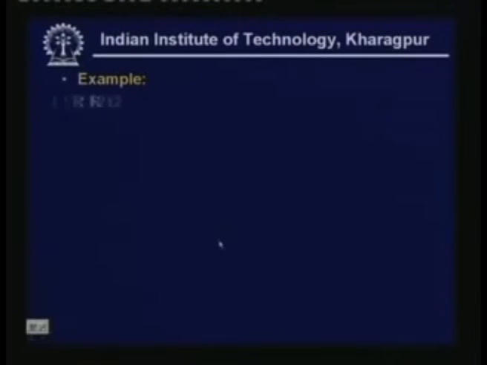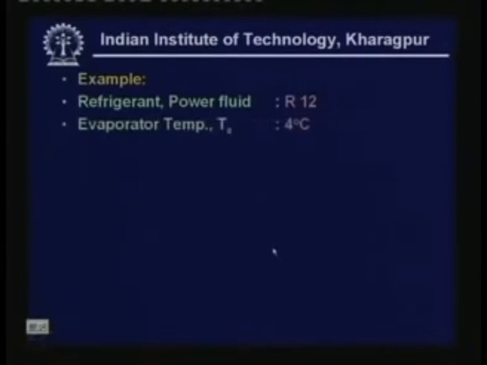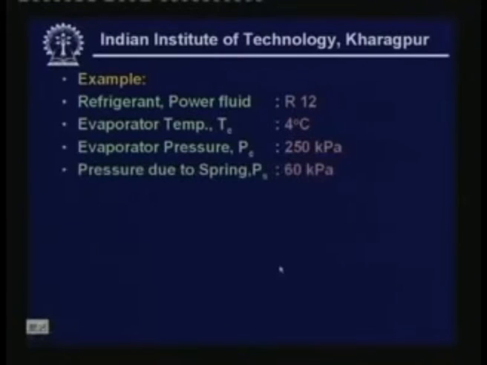Now let me give a small example. Let us say that we have a thermostatic expansion valve which uses power fluid as R12 and the refrigerant is also R12, and the evaporator temperature is 4 degrees centigrade. The evaporator pressure, which is nothing but the saturation pressure at 4 degrees centigrade, from the refrigerant property database is found to be 250 kilopascal. Let us say that the pressure exerted due to the spring PS is 60 kilopascal. So we know the evaporator pressure PE and the spring pressure PS, and we have to find out what is the degree of superheat. So it's a very simple problem.